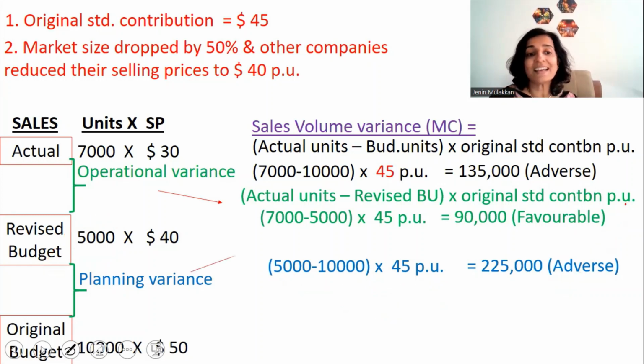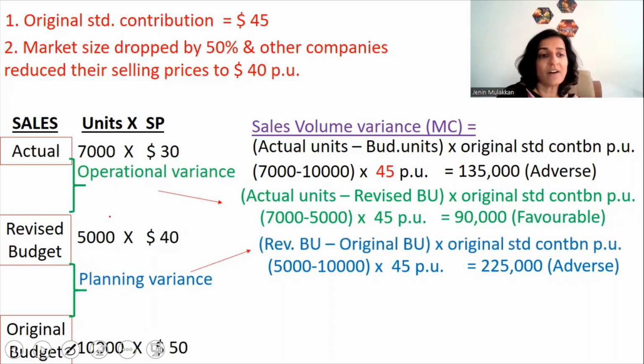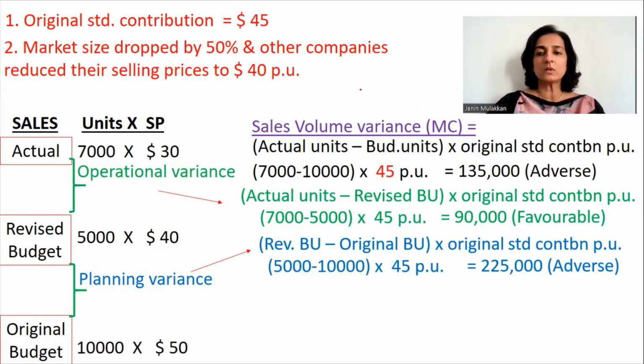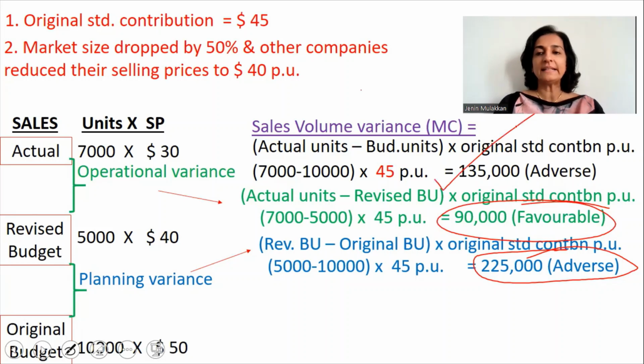Now, if you have to write this as a formula, it is the revised budgeted units minus the original budgeted units multiplied by the original standard contribution per unit. So let's cross check our workings also. 225,000 adverse variance less 90,000 favorable operational variance will give $135,000 adverse, which is the total sales volume variance under the traditional method. So since the totals are tallying, our answers are right.